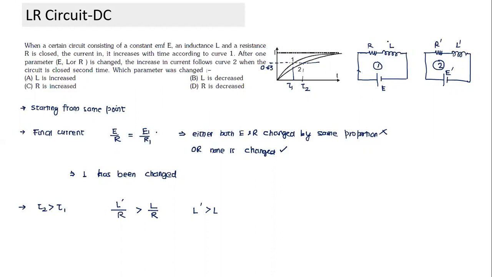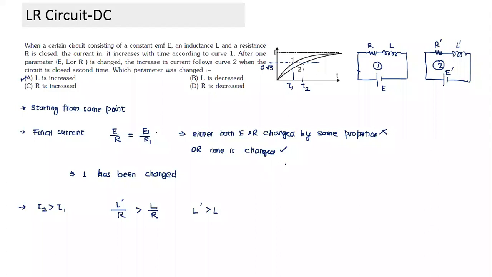You understood this point also? What happens if L is negligible? It will reach the final current almost instantaneously, immediately. That's what we dealt with in the previous cases: it reaches the final current instantly. As L keeps increasing, it offers more resistance to the rate of change, so it takes more time to reach the final value. So the answer here is L is increased. Okay, all of you have understood this also.